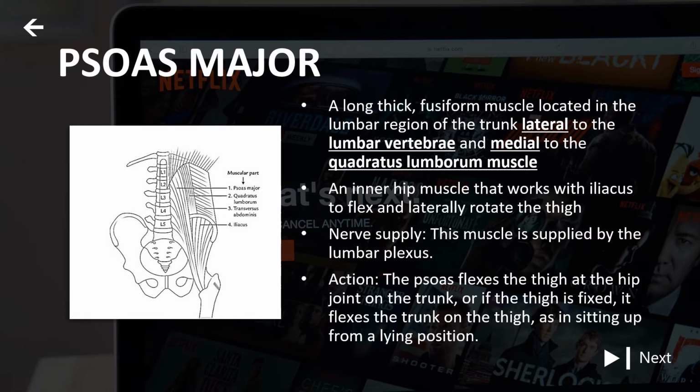The psoas is enclosed in a fibrous sheath that is derived from the lumbar fascia. The sheath is thickened above to form the medial arcuate ligament.